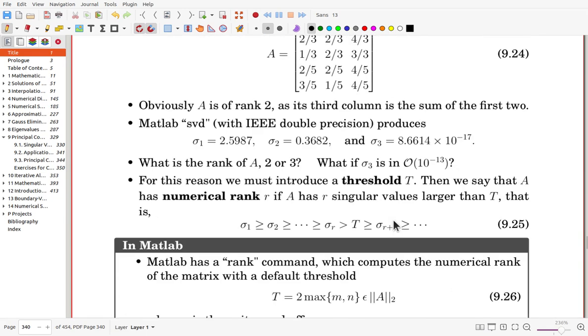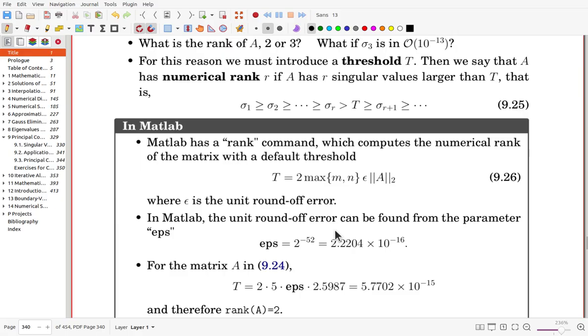Now we'll see the MATLAB convention, but Python is also adopting the same. Once you understand it, you can understand the conventions in other languages. Okay. Now, we use a threshold to decide. If you call the rank command, such a threshold is made inside: twice the maximum of m and n, times epsilon, the unit round-off error, times the 2-norm of A. We already know the 2-norm of A is sigma 1.